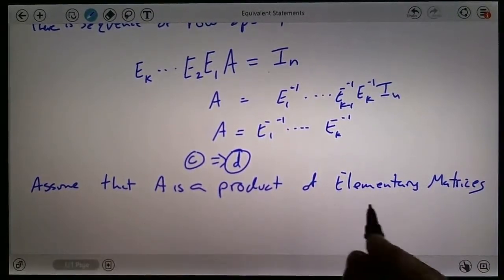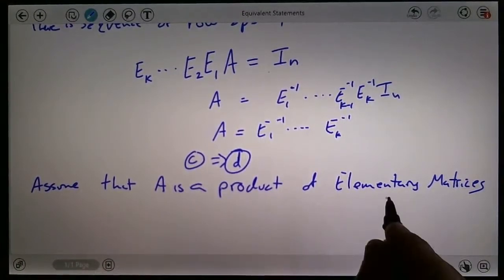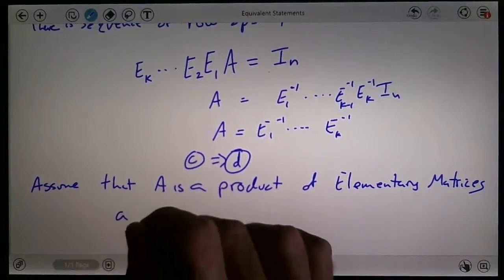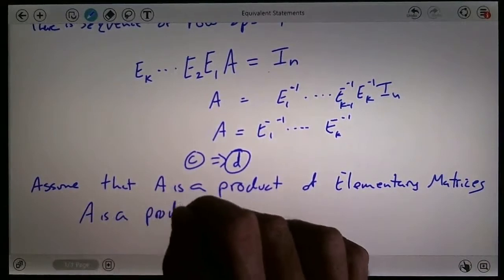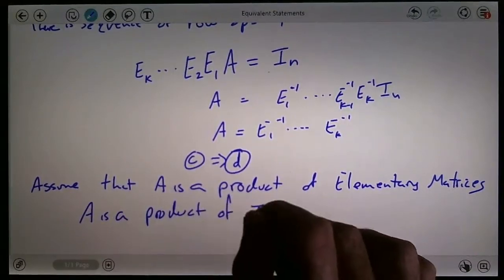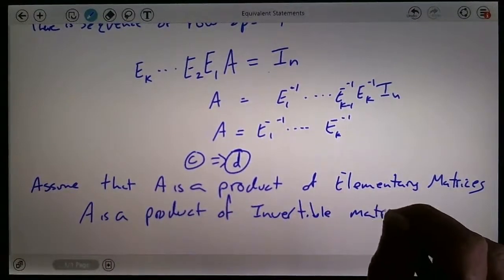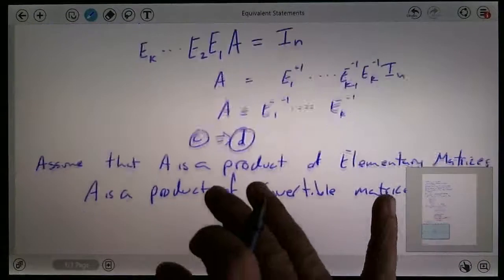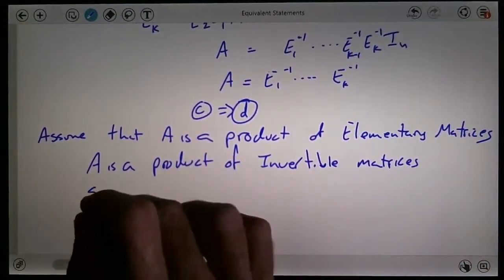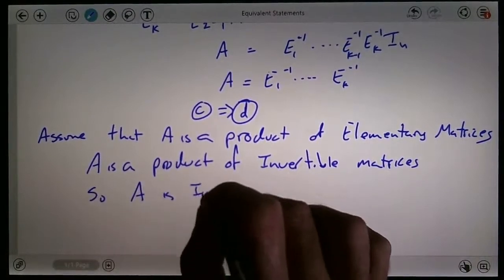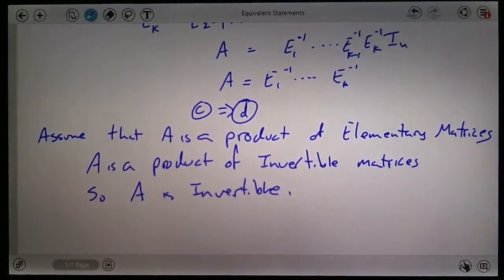Well, each of the elementary matrices is an invertible matrix. So A is a product of invertible matrices. And what do we know about a product of invertible matrices? The product of invertible matrices is invertible. So A is invertible.